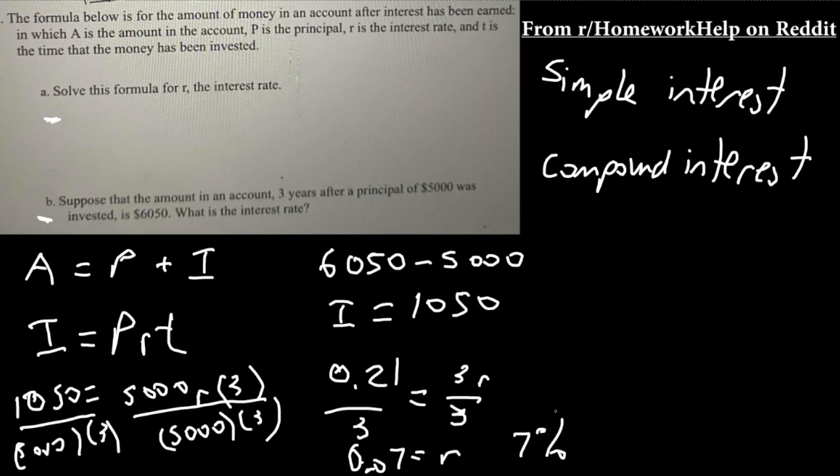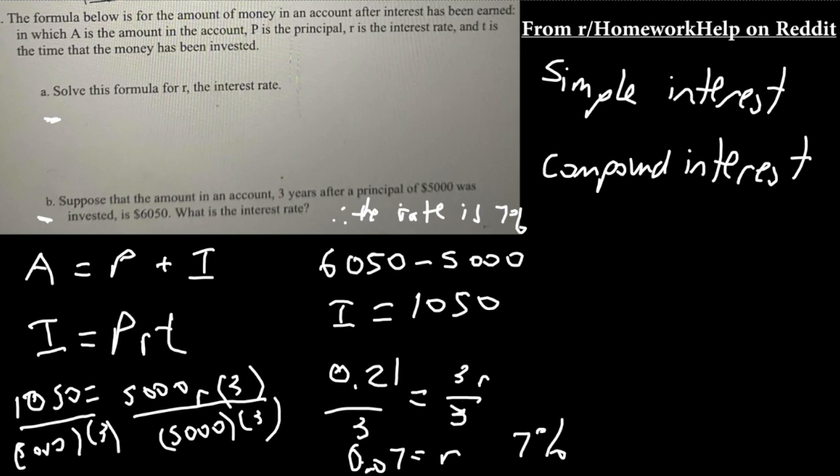Lastly, now that you found out that your interest rate is 7%, you have to write some sort of therefore statement or some sort of sentence. So you have to say something like, therefore, the interest rate is 7%.